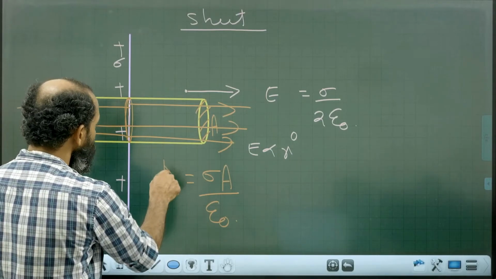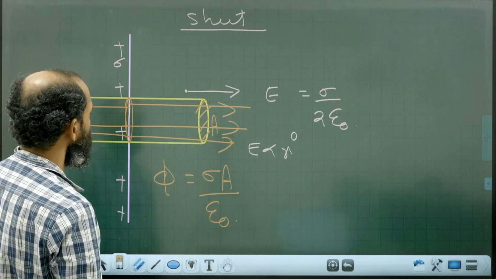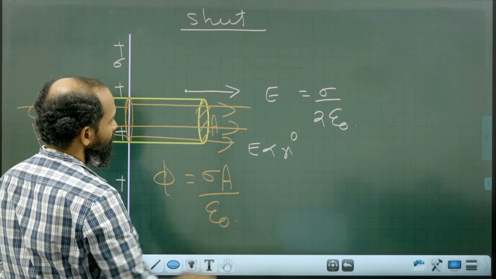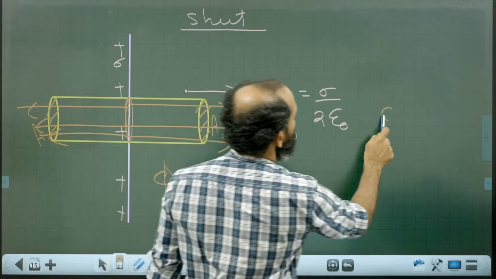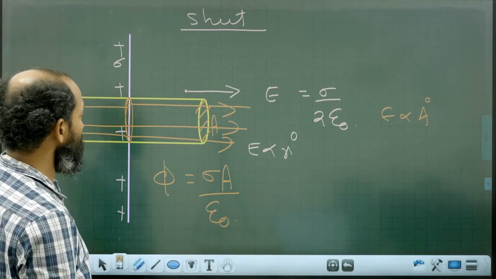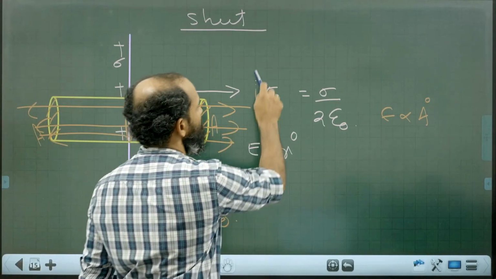See that flux depends on area. Flux depends on that area. But field does not depend on that area. Charge depends on area. Flux depends on area. These things are very important. This formula is very important. Ready-made answer, by heart.